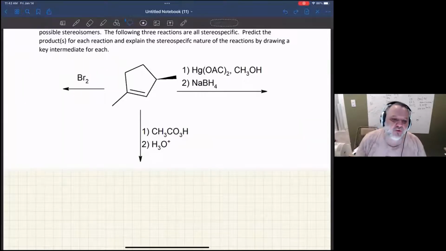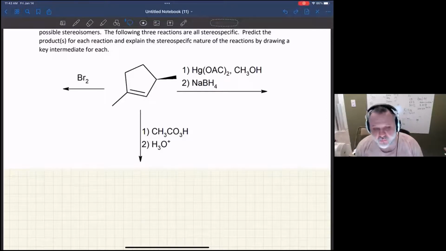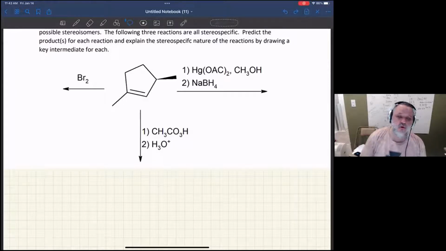Okay, so not only do you have to know the products of the reactions, that's step one. And we've also talked about the regioselectivity of a reaction, where the thing that you're adding gets added when there's a choice, when one side of the double bond is different than the other side. Then the other consideration that you need to make is stereospecificity. And there are some reactions that are stereospecific. And here's an example of three of them.